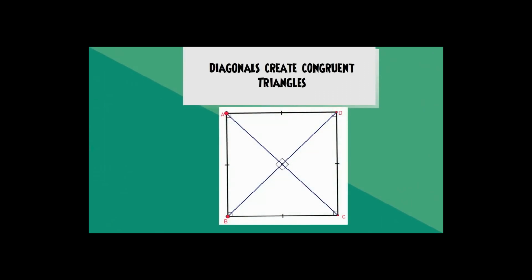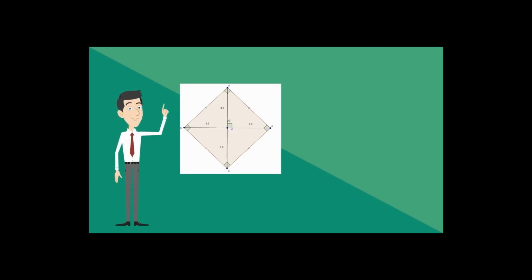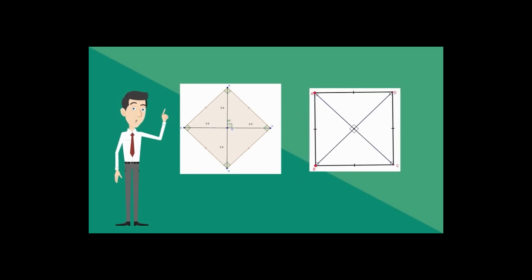As a result of the diagonals bisecting opposite angles, they create triangles that are congruent. Triangle ABC is congruent to ACD. And finally, a square could be described as a rhombus with 4 right angles, or a rectangle with congruent sides.